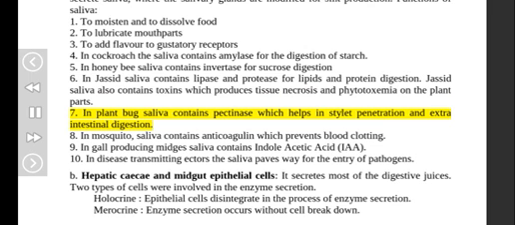7. In plant bug, saliva contains pectinase, which helps in stylet penetration and extra-intestinal digestion. 8. In mosquito, saliva contains anticoagulant, which prevents blood clotting. 9. In gall-producing midges, saliva contains indole acetic acid, IAA. 10. In disease-transmitting vectors, the saliva paves the way for the entry of pathogens.